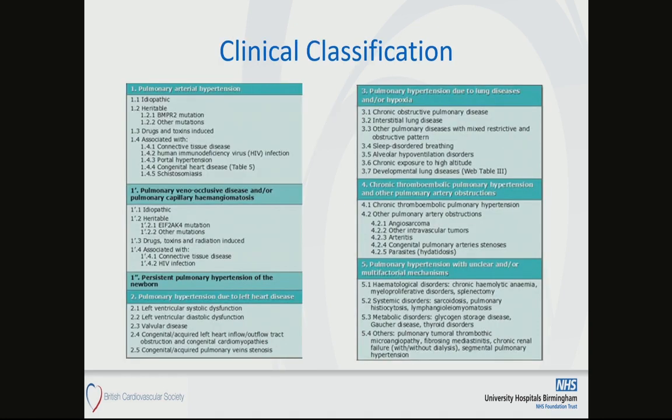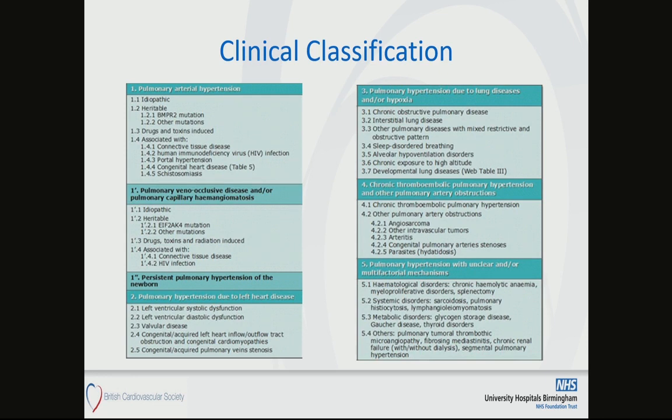So this one's a bit blurred, sorry. This is your clinical classification. It's now divided up into 5 groups. And the one that we all think about as pulmonary hypertension is your pulmonary arterial hypertension. This is your precapillary pulmonary hypertension. You've got your idiopathic pulmonary hypertension, hereditable, drug and toxin. This is the one that I see mostly, the 1.4, so it's associated with congenital heart disease, HIV, connective tissue disease, very prevalent, portal hypertension, schistosomiasis.